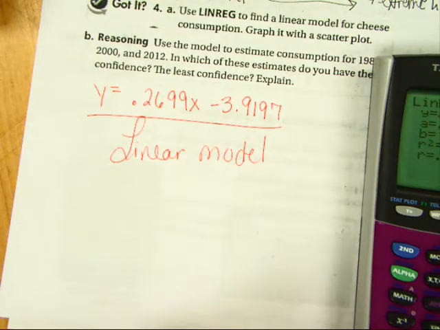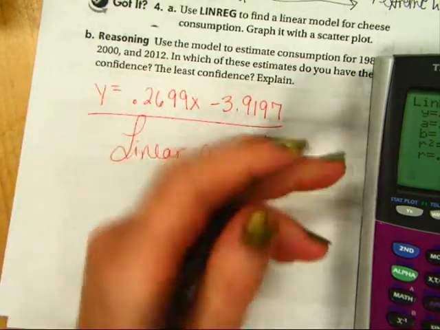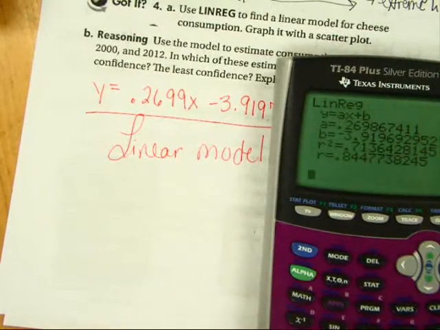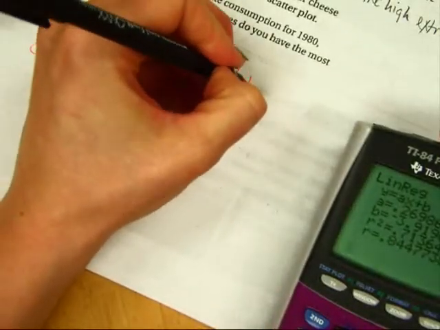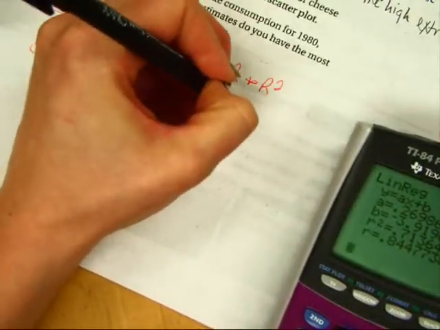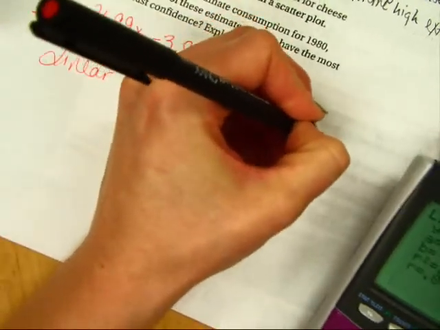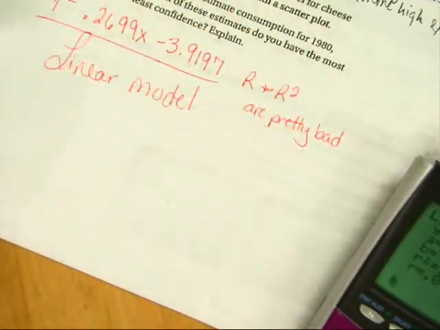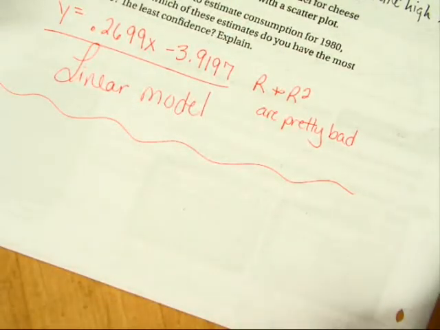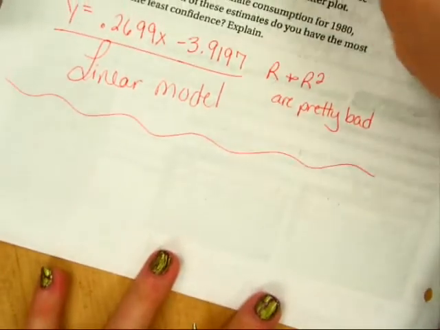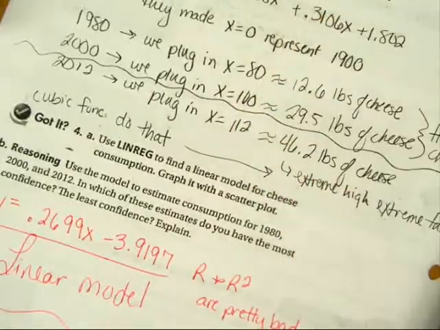But before we graph it, let's notice that R and R squared are extremely low. That means it's not a very good fit. We should kind of recognize that. Let's write R and R squared are pretty bad. Which means it's really not a great model, but they want us to just go ahead and talk about what it would be even if we did use this linear model. Instead of the one that we used up here, we used the cubic model.